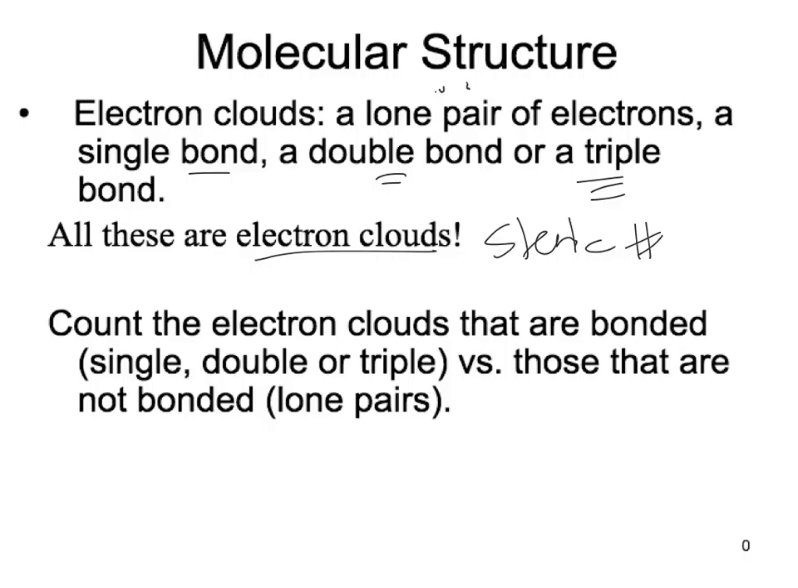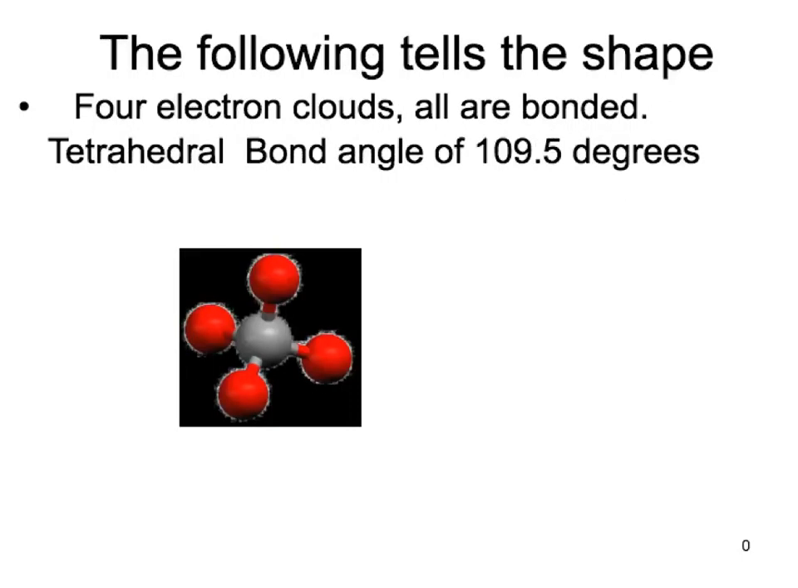And you're definitely going to want to have that little cheat sheet because it tells you all the different things we're going to go through in the shapes. We count the electron clouds that are bonded versus those that are not bonded. All right, the first one we're going to look at is a tetrahedral.